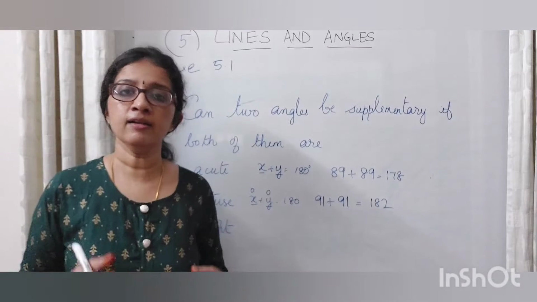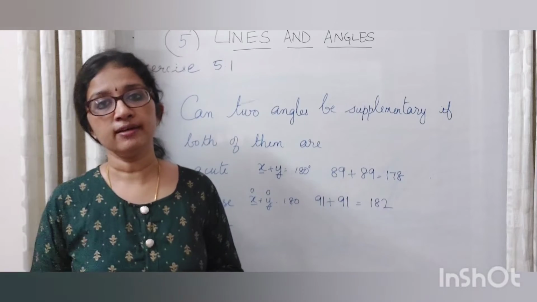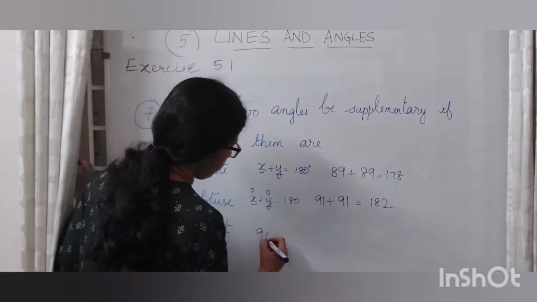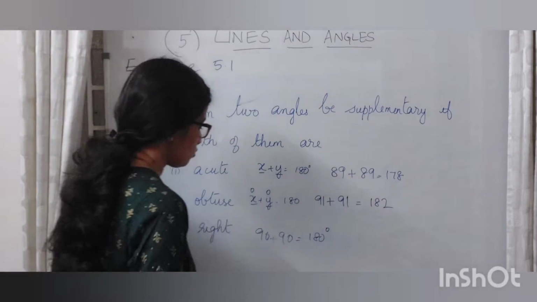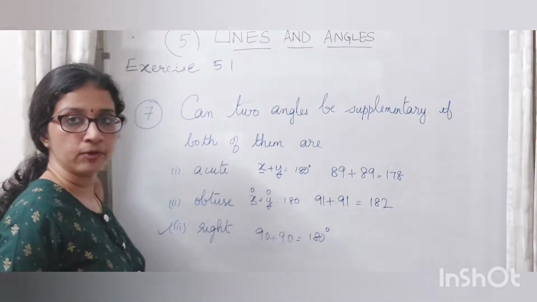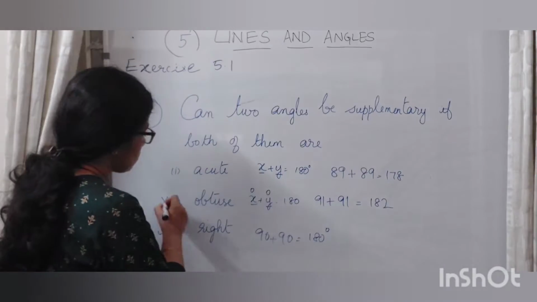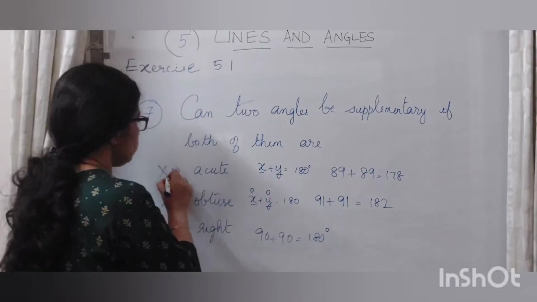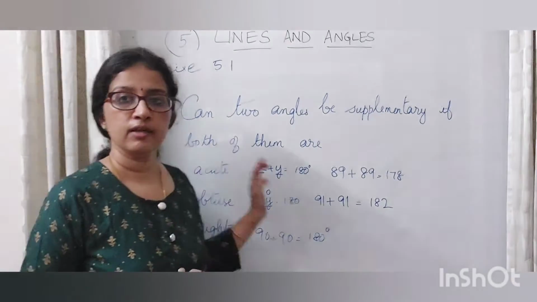What do you mean by right angle? If the measurement of an angle is 90 degrees, we call the angle a right angle. So if we add two right angles, what will happen? 90 plus 90, which is equal to 180 degrees. So if we take two right angles, the two angles will be supplementary to each other. If we take two obtuse angles, they will not be supplementary to each other. If we take two acute angles also, they will not be supplementary to each other. So clear with this? Okay, now let's move on to the next question.